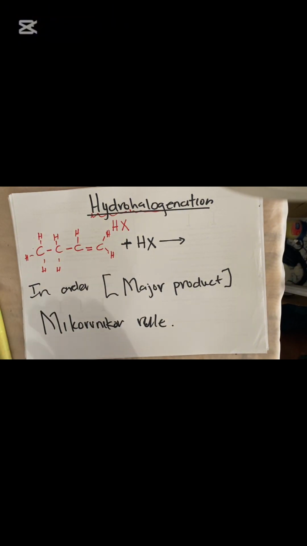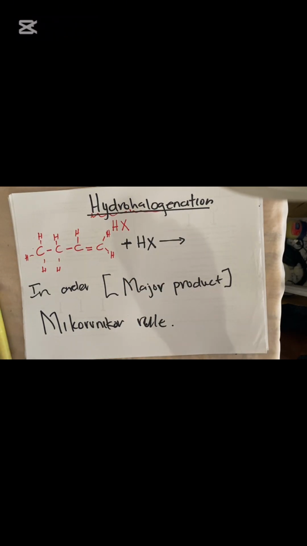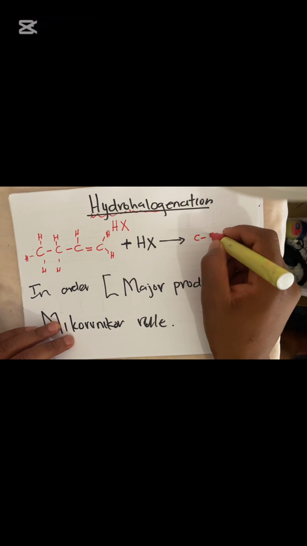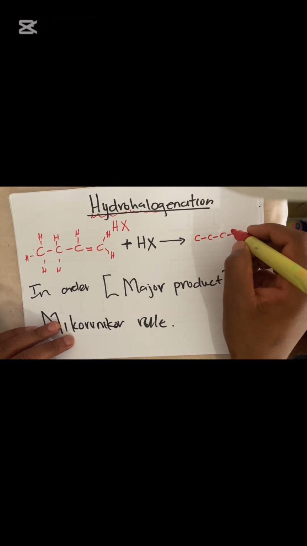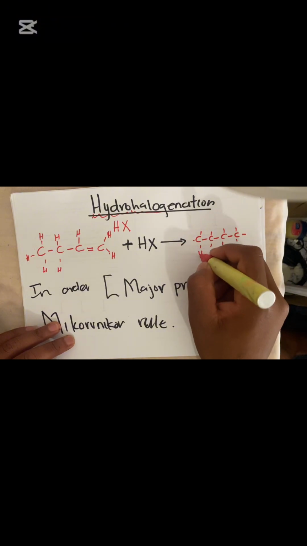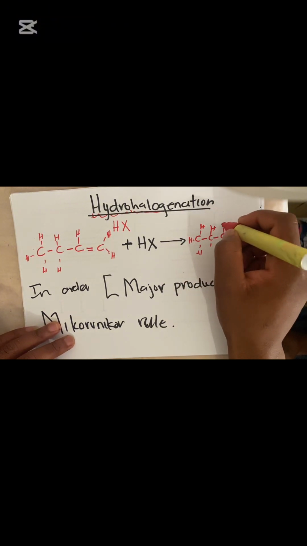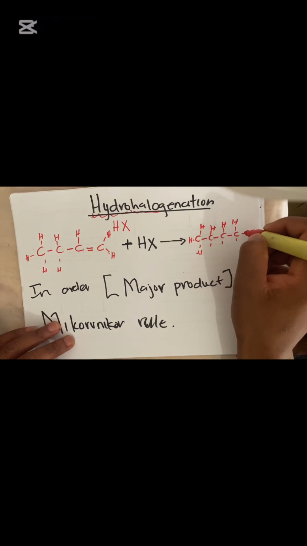Markovnikov says that in an addition reaction, in order to form a major product, the hydrogen must be given to the carbon with the most hydrogen atoms. So now we are going to break this one. There you go: 1, 2, 3, 4. And then we have single bonds now.